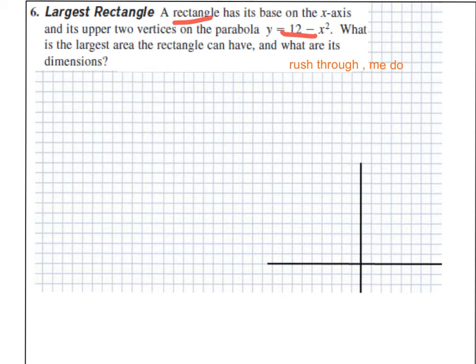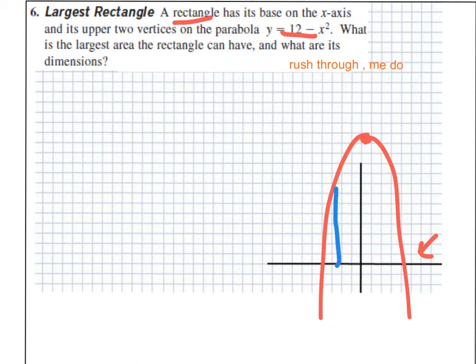1, 2, 3, 4, 5, 6, 7, 8, 9, 10, 11, 12. I think it's right here. And this parabola goes like this. And I might not be correct on my zeros, but that's irrelevant. And you want the largest rectangle that has 2 vertices on this parabola. Is this the largest one? Or would this be the largest one? I'm not really sure.